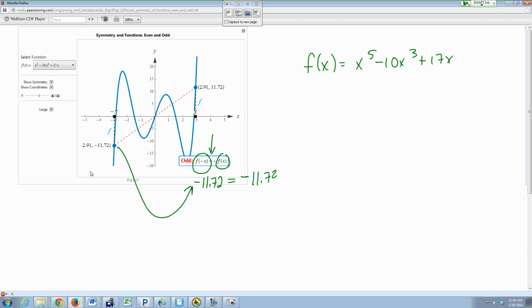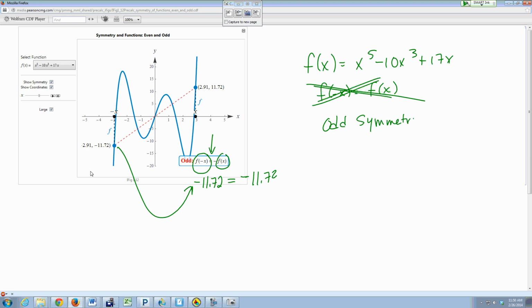So if I asked you on a quiz or on your homework to show whether this is even, odd, or neither symmetry, you'd say, okay, if it's even, then this would have to be true. And the minute you see an odd exponent here, and you put -x in there, you know you're not going to get x to the 5th back. You're going to get -x to the 5th. So you don't even have to test that, because you see that odd exponent. There's no way it's going to be even. So test for odd symmetry.